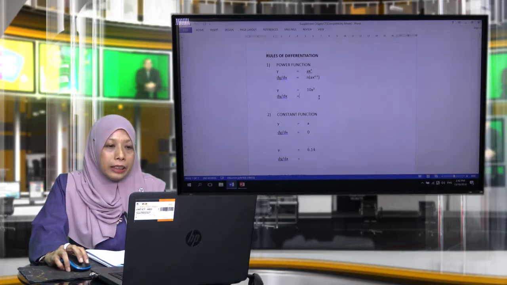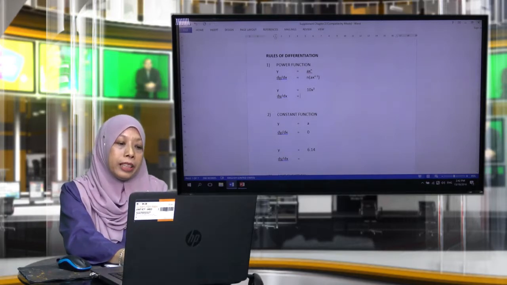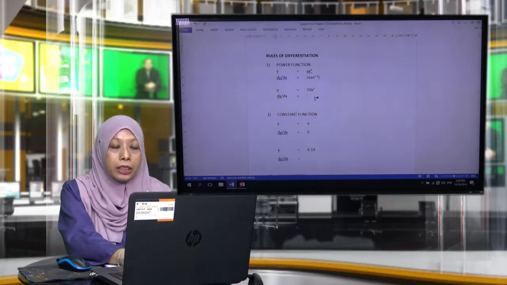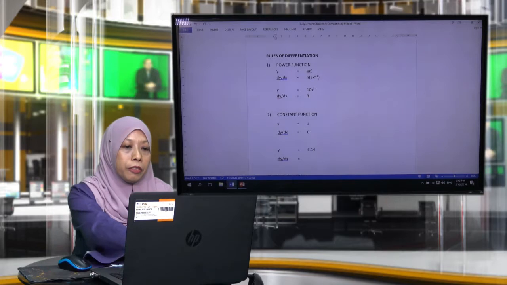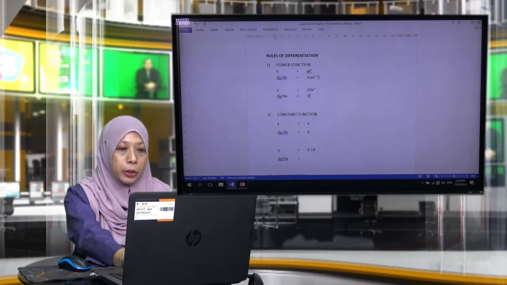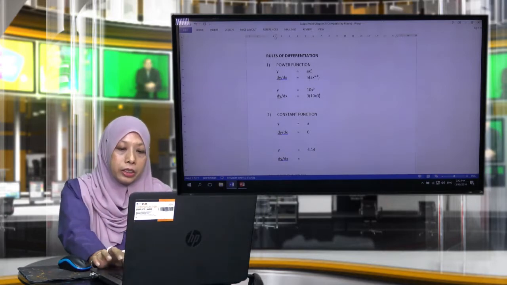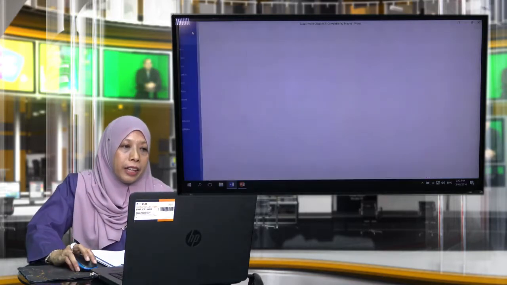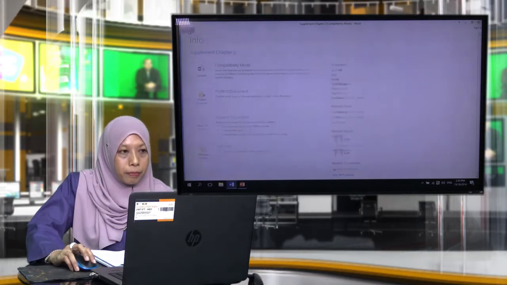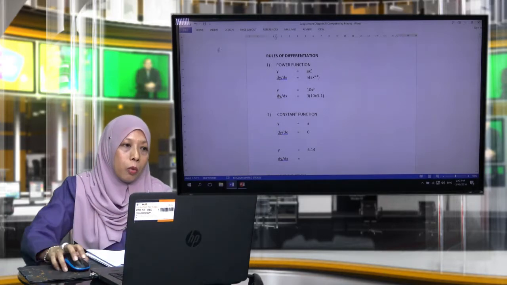Let's try one example just to make sure that you are fluent with this rule. You are given y equals 10x to the power of 3. Remember, if you want to find dy/dx, there are 3 steps involved. First you need to bring down the exponent. The second step, you need to write down the original function, which is 10x to the power of 3, and the final step involves reducing the exponent by 1 unit.